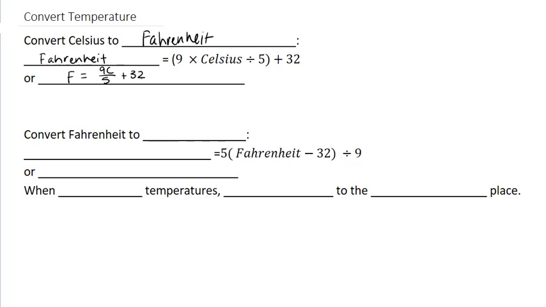Then we want to convert Fahrenheit to Celsius. We will do the following calculation where Celsius is equal to 5 times the Fahrenheit minus 32 divided by 9. So it could look like this as C is equal to 5 (F minus 32) over 9.